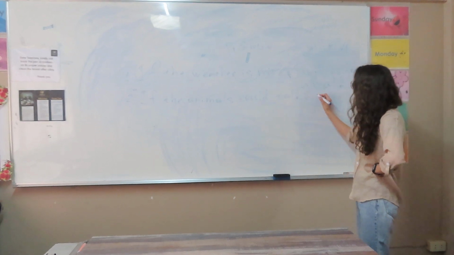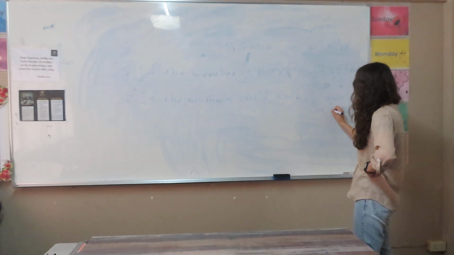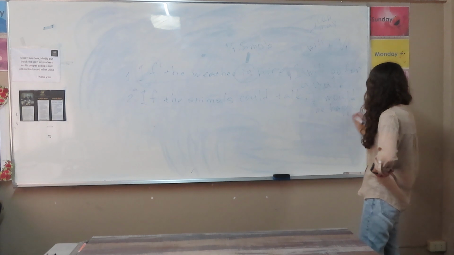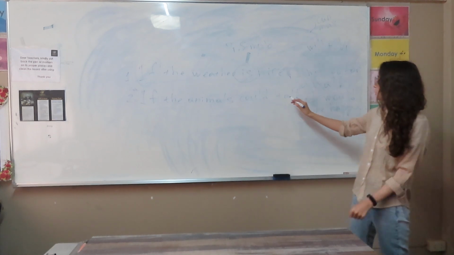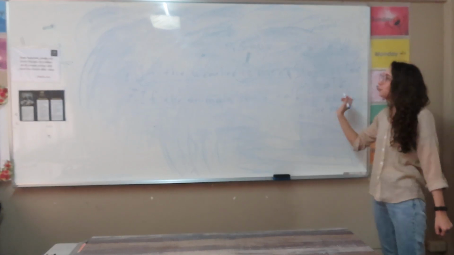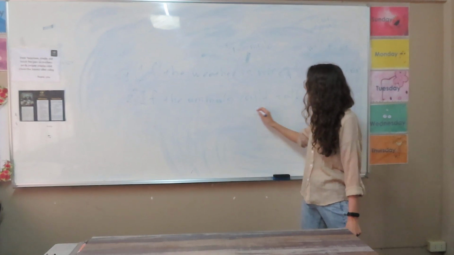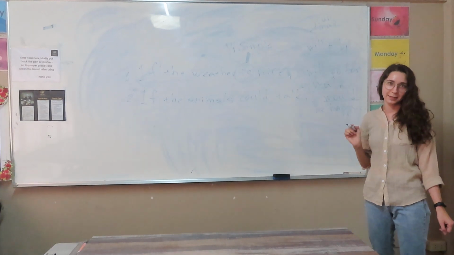If the animals could talk, I would be happy, which is true. I would love to talk to some animals. If the animals could talk, I would be happy. Now you can see here we're using the future in the past. Now why is that? You can see that right here we're using the past tense, right?